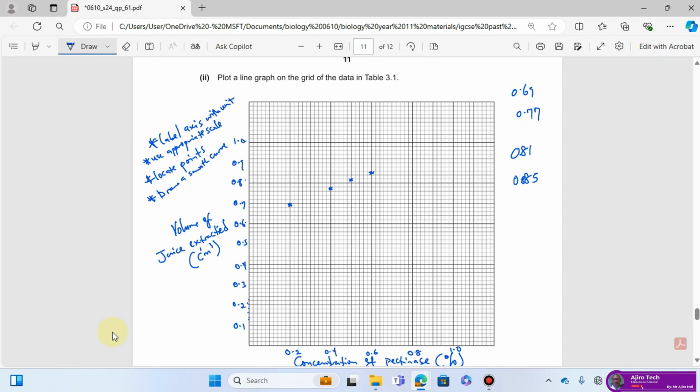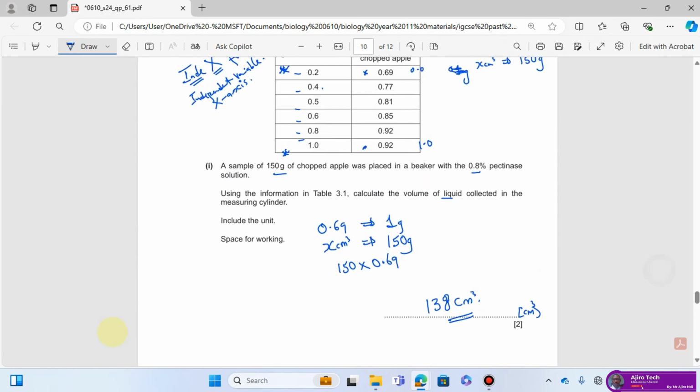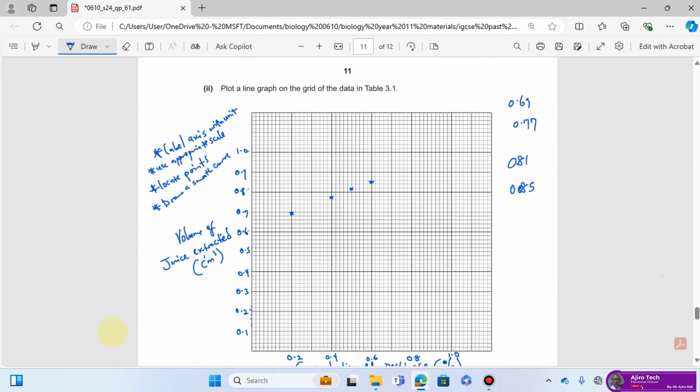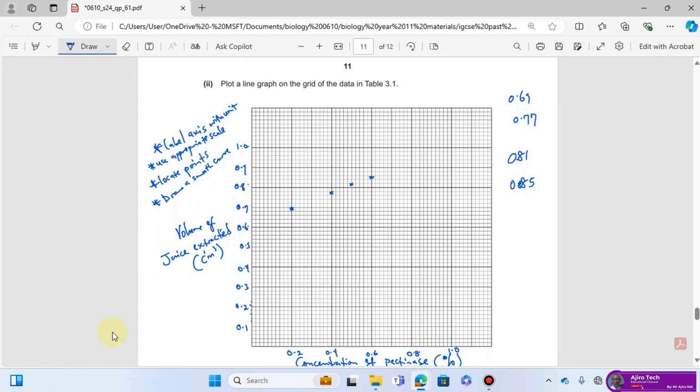Now, the other two values, at 0.8 and 1.0, you have 0.92. So both at 0.8 and 1.0 is 0.92. So at 0.8 we have 0.92 and at 1.0 we have 0.92. What do we notice here? The value for 0.8 and 1.0 is the same.